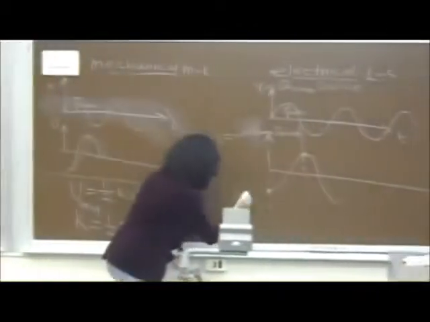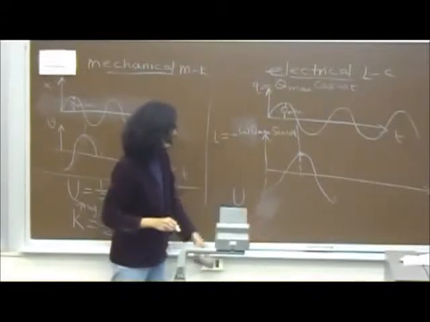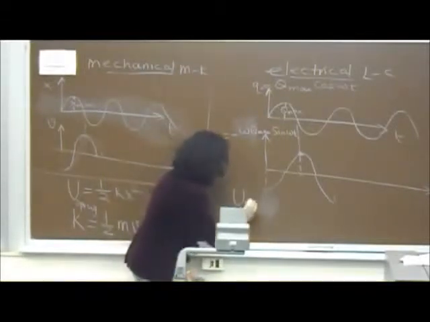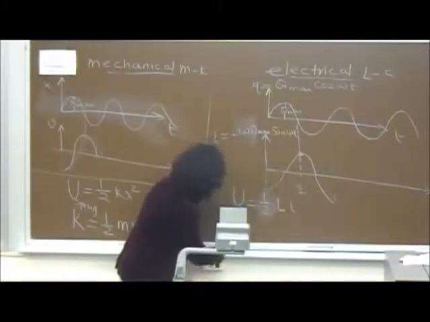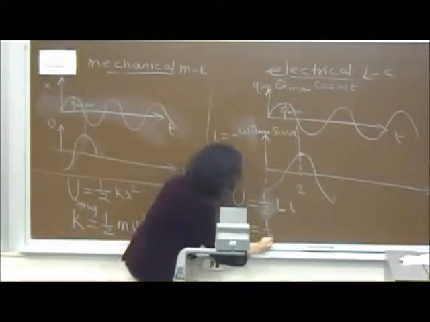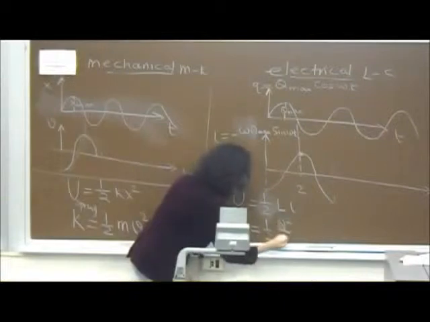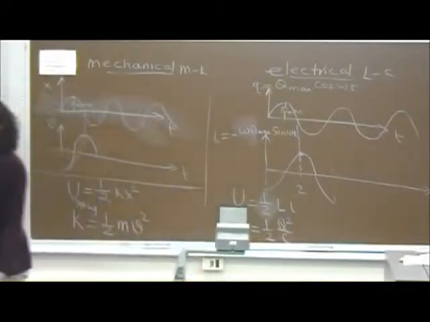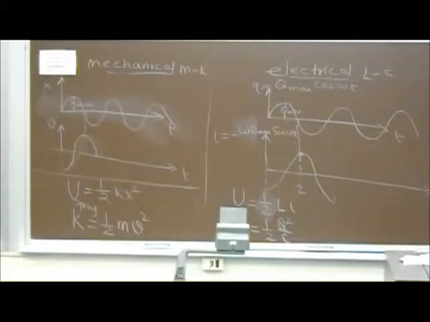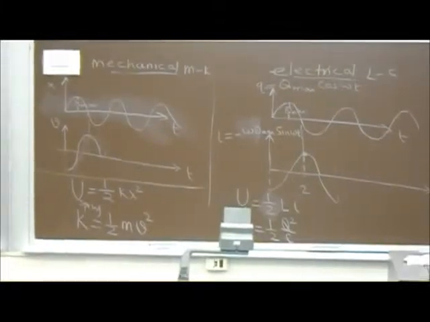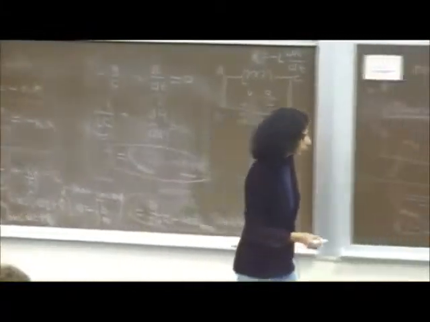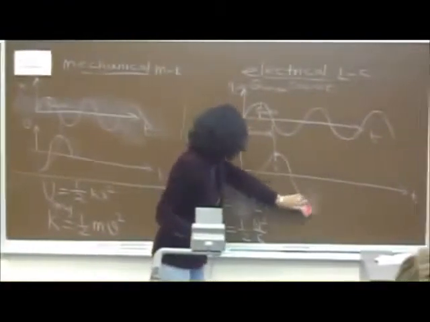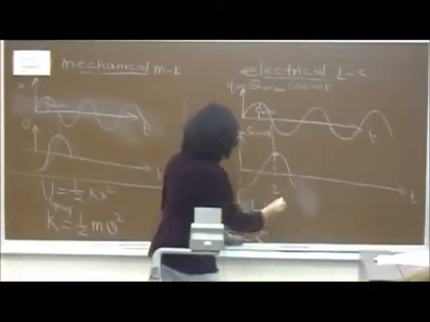In the electrical case, we said that there are two kinds of energies. Energy stored in the inductor is half L I square, and energy stored in the capacitor is half Q square over C. Do you remember that? We can plug in the value of Q and I. We can always do that.